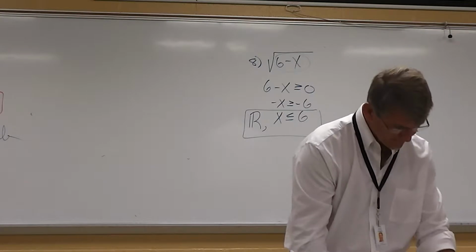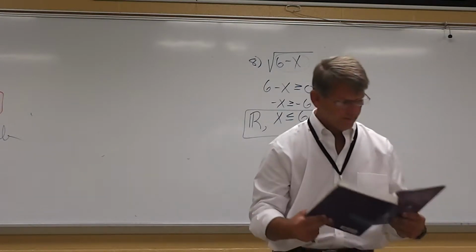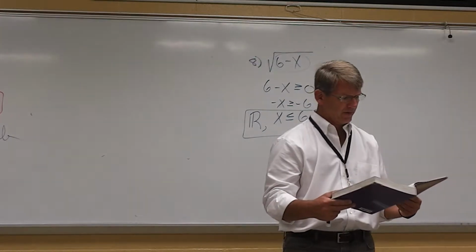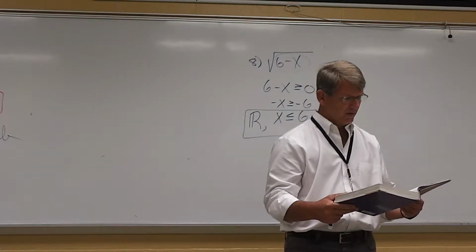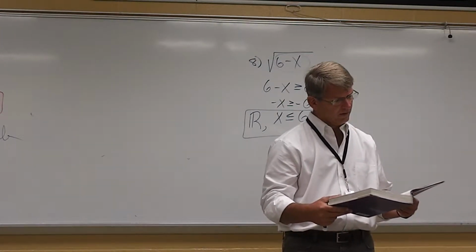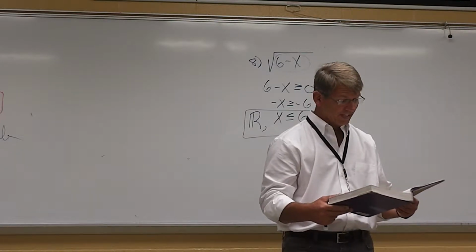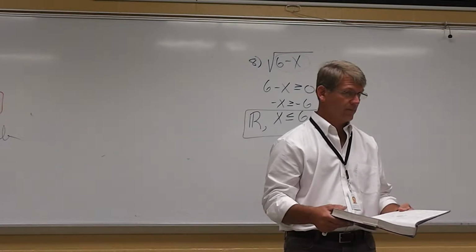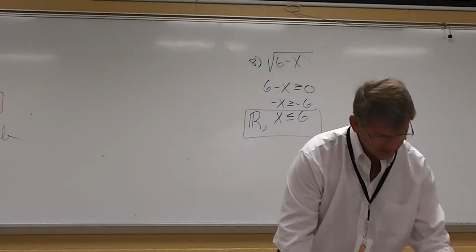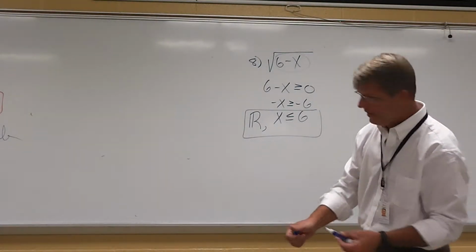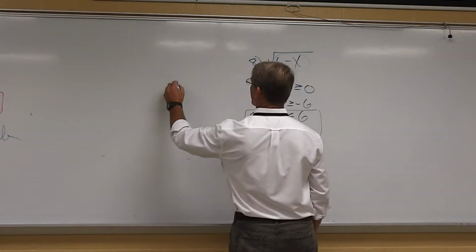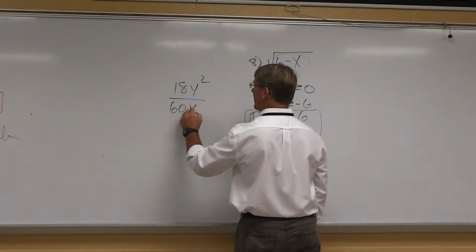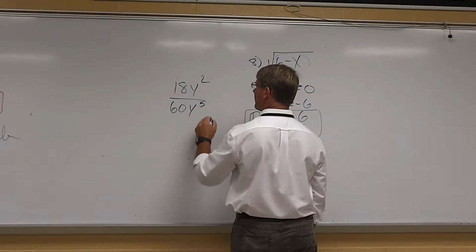Okay. All right, looking at 12. Oh, goodness. 9, 30th, 3. Yeah. We're going to get 3 over 10y cubed. Okay. Now I'm going to put that up. And it simplifies relatively easily, but I want to talk about the exclusion. 18y squared over 60y to the 5th.